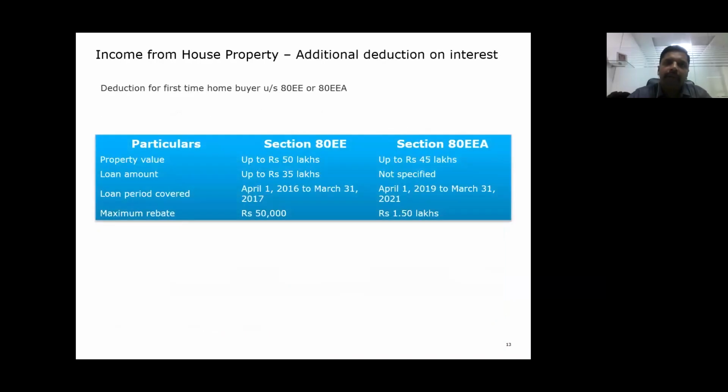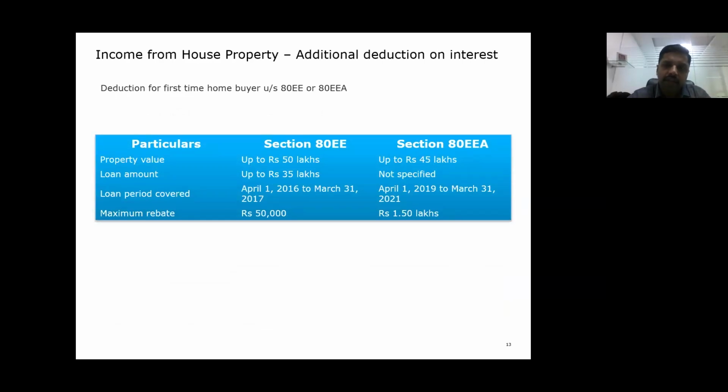And for the house property, there's a first-time home buyer option under section 80EE or 80EEA. Additional deduction is allowed. This interest is in addition to 2 lakh rupees, and this comes as a deduction under 80EE or 80EEA, which is a chapter 6A deduction. It is not under the house property. Of course, on the total income, it is allowed as a deduction.